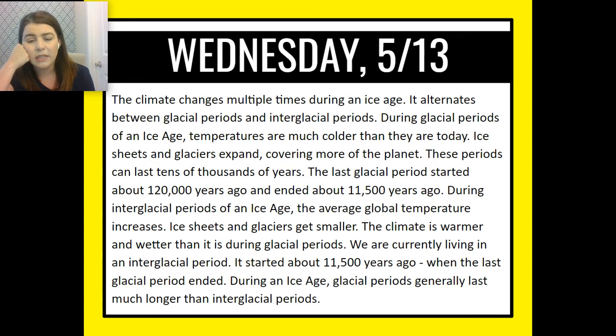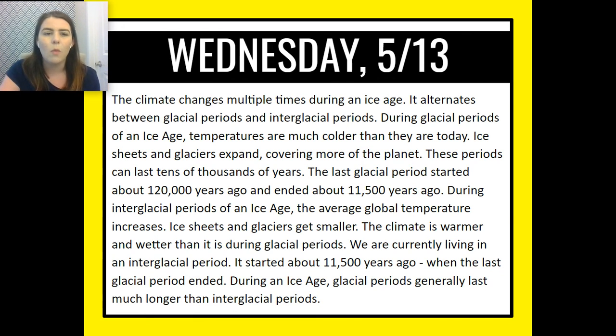During an ice age, glacial periods generally last much longer than interglacial periods. So it seems like I really have two periods that I'm dealing with. Interglacial, what we're in right now, when it's a little bit warmer and ice is melting, and glacial periods, when it gets much colder and the ice that is covering the earth gets much larger and bigger.